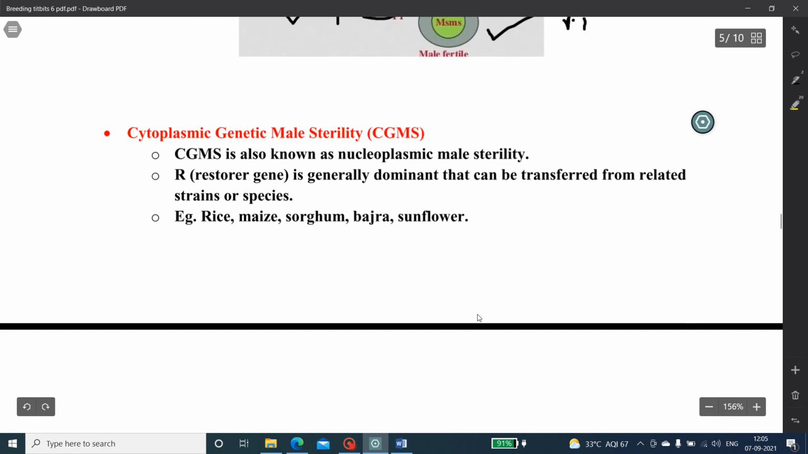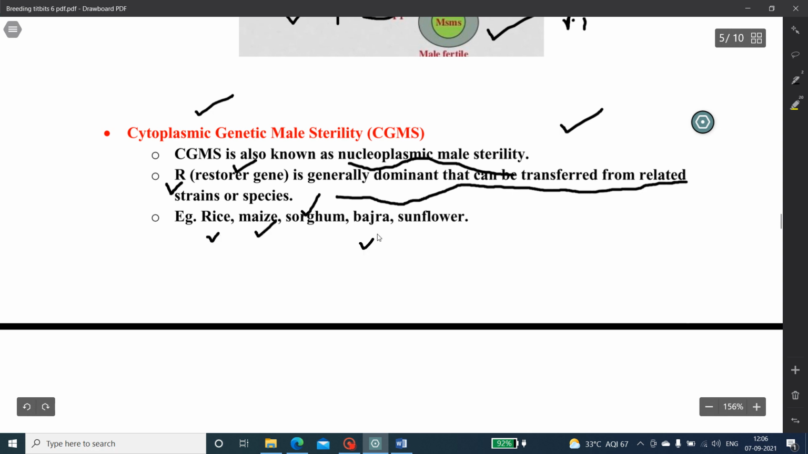And the cytoplasmic genetic male sterility, this is the third type of mechanism available under male sterility, and it is also known as nucleoplasmic male sterility. And here the R line, that is the restorer gene line, is generally dominant, and that can be transferred from related strains or species. And this technique is mostly used for hybrid development in rice, maize, sorghum, bajra, and sunflower.